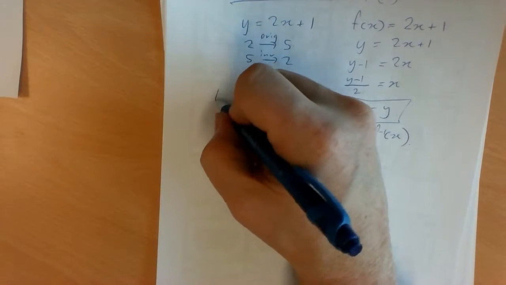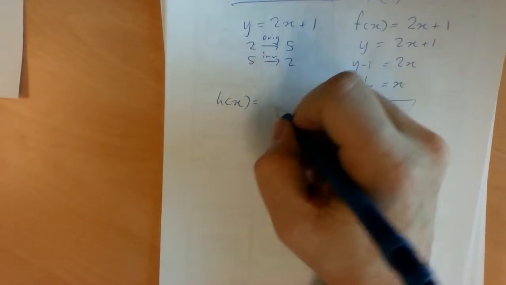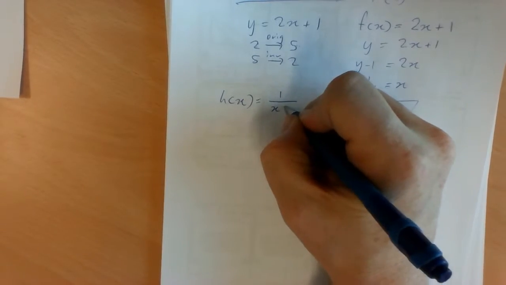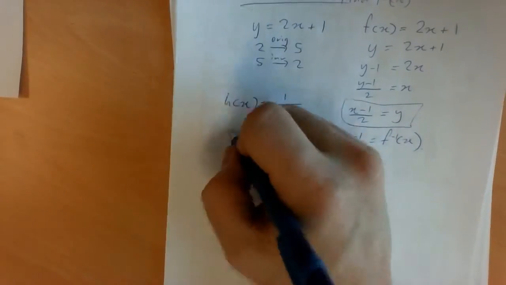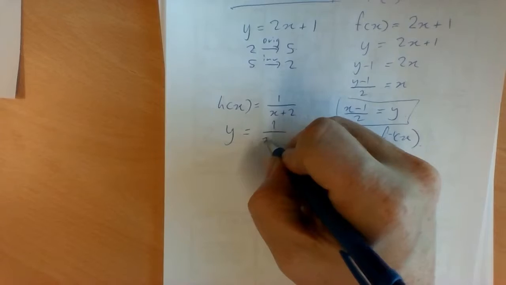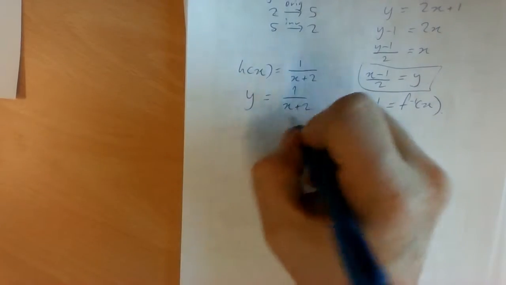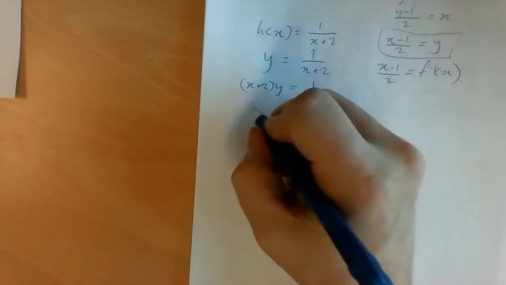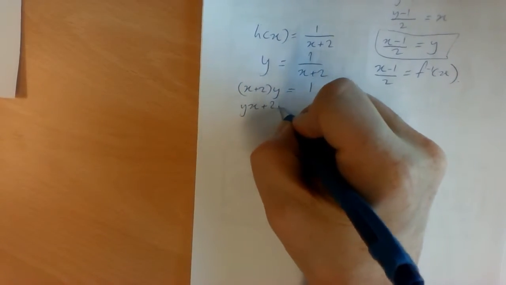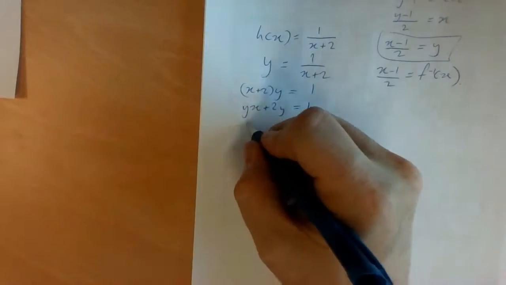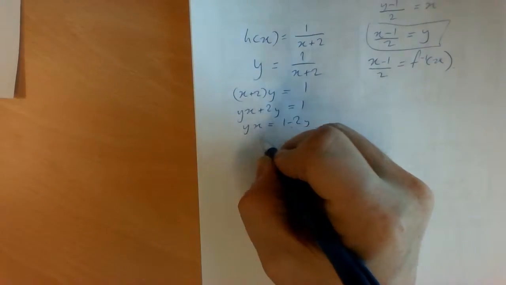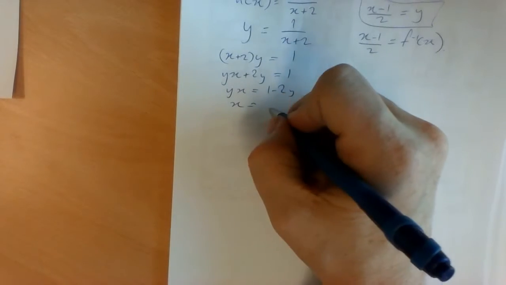If h(x) was equal to 1 over x plus 2, then put y in, so you're on familiar territory. Then do reverse operations, times both sides by x plus 2 in a bracket. Expand the bracket, that's not a reverse operation. Get rid of this term. Divide both sides by y.